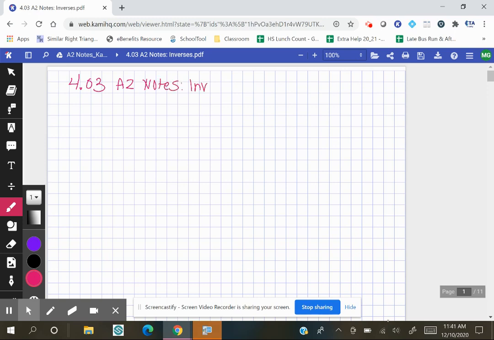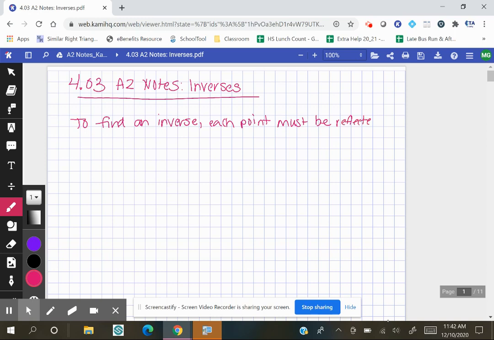And we're going to be talking about inverses. All right, so to find an inverse, what you're doing is you're reflecting over the line y equals x. So each point must be reflected over the line y equals x.